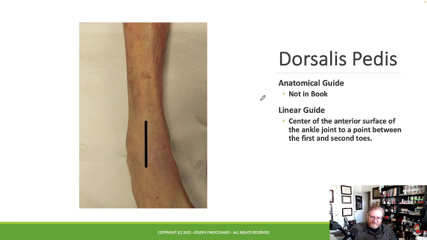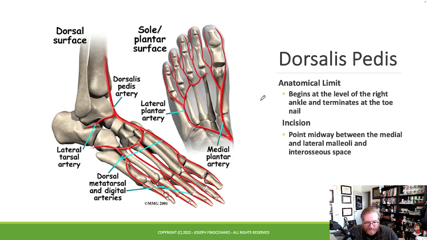Now, the dorsalis pedis, there is no anatomical guide that we have for the dorsalis pedis. The linear guide is the center of the anterior surface of the ankle joint to a point between the first and second toes. That's your big toe and the one next to it. The limit begins at the level of the ankle, right where you made the other one, and terminates at the toenail. The incision is midway between the medial and lateral malleoli, and the interosseous space.